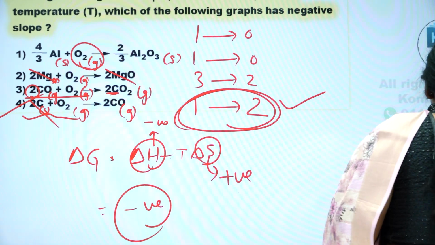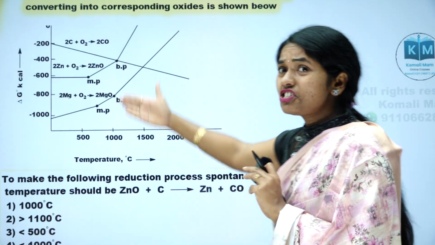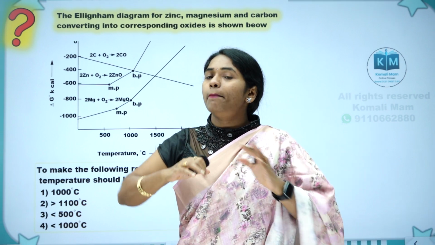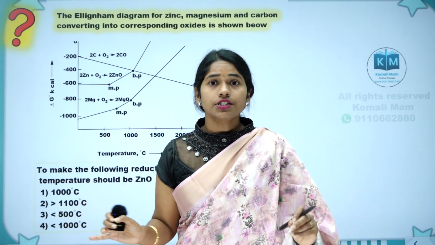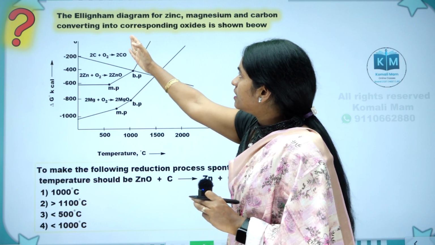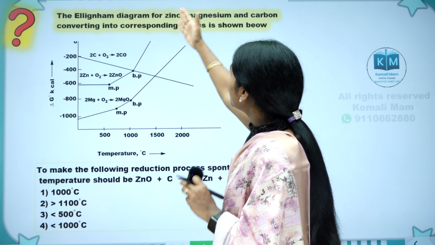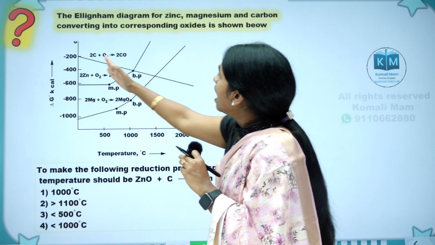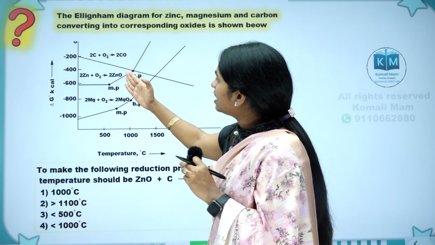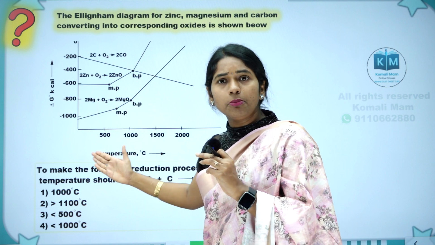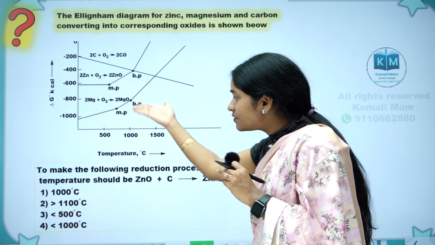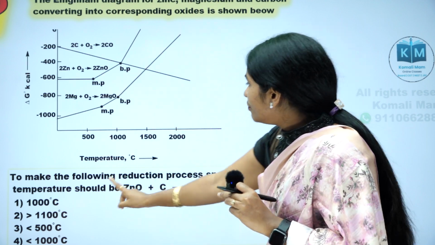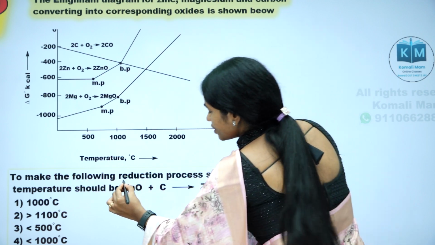Now see the next question. See this question. You might be feeling that fear about the Ellingham diagram, but not now. You are just ready to solve the questions. See this question: the Ellingham diagram for zinc, magnesium and carbon converting into corresponding oxides. See, carbon converting into CO, zinc converting into zinc oxide, magnesium converting into magnesium oxide. They are asking us which of the following is the correct one. Let us see now. To this reaction they are asking.